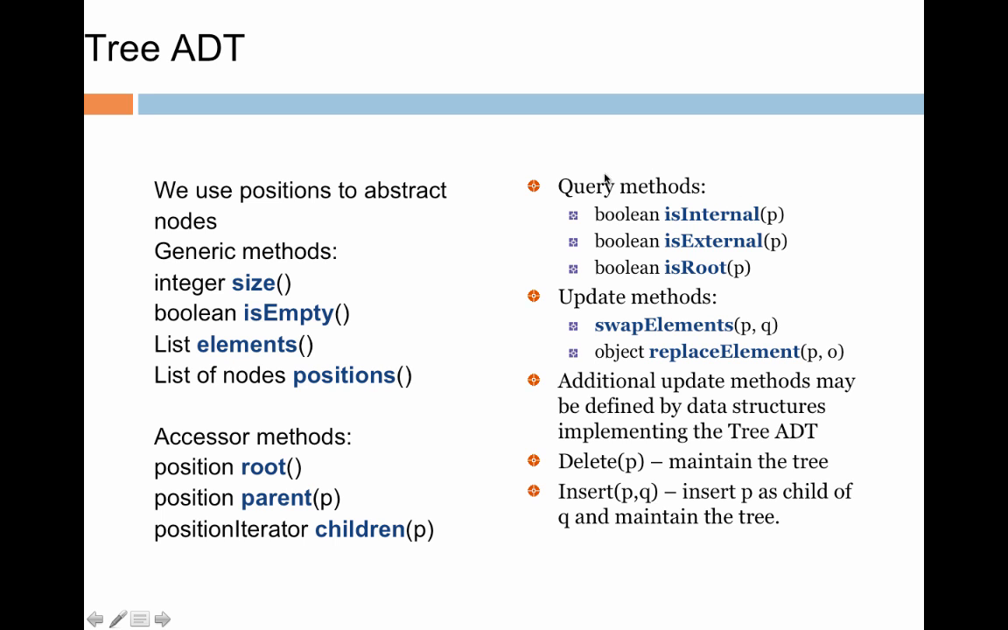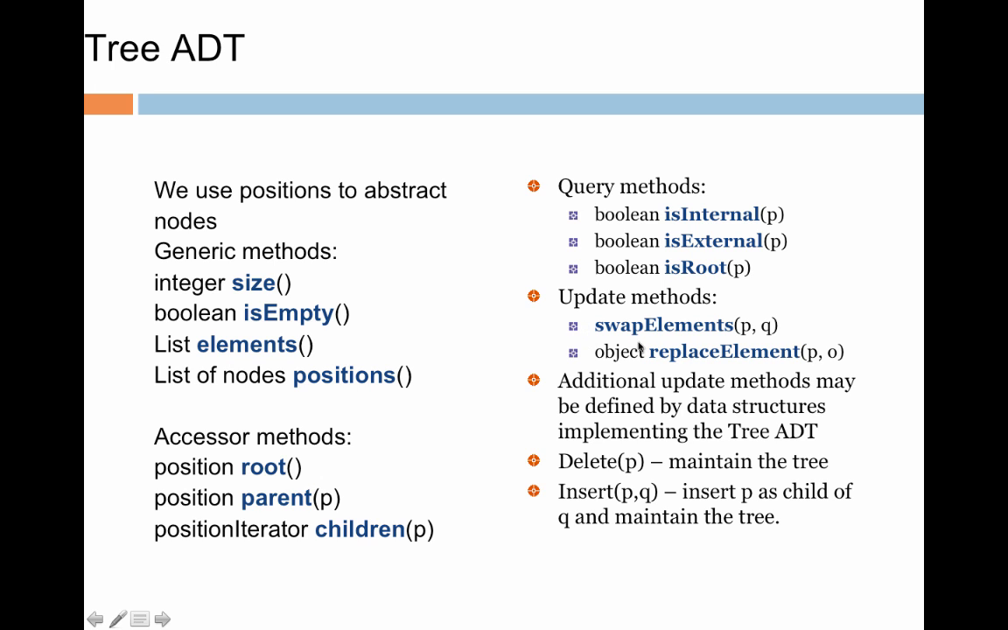The query methods are queries like, is a node an internal node, or is it an external node, or is it a root? These are very easy to check. If the parent is not defined for a node, then it is a root. If a node doesn't have a descendant, it is an external node or a leaf. Otherwise, it is an internal node. The root is also an internal node.